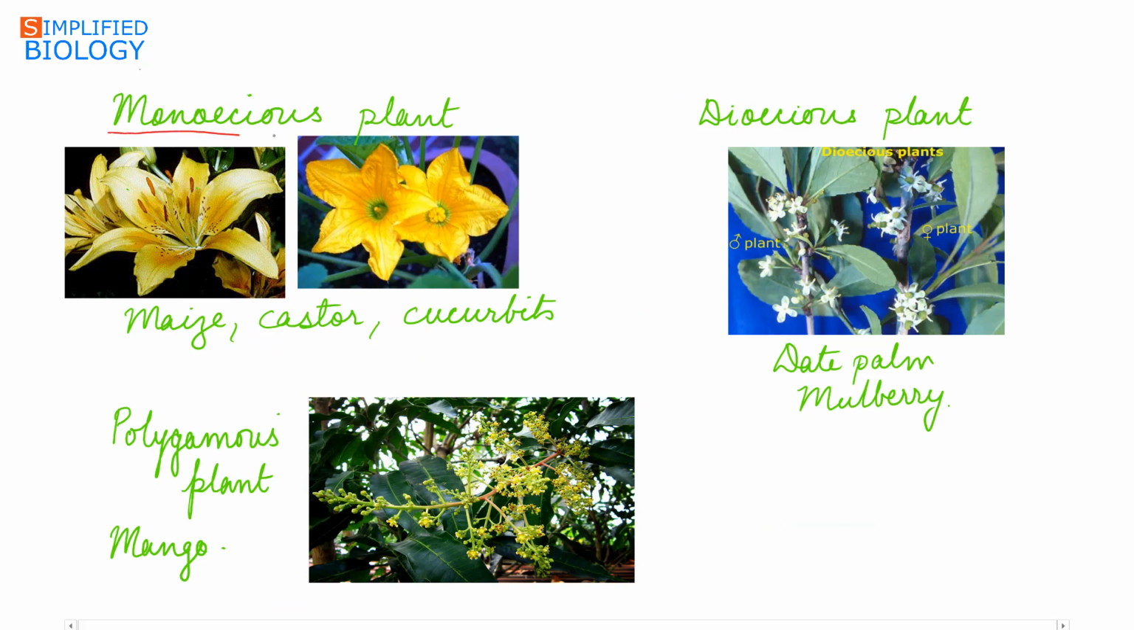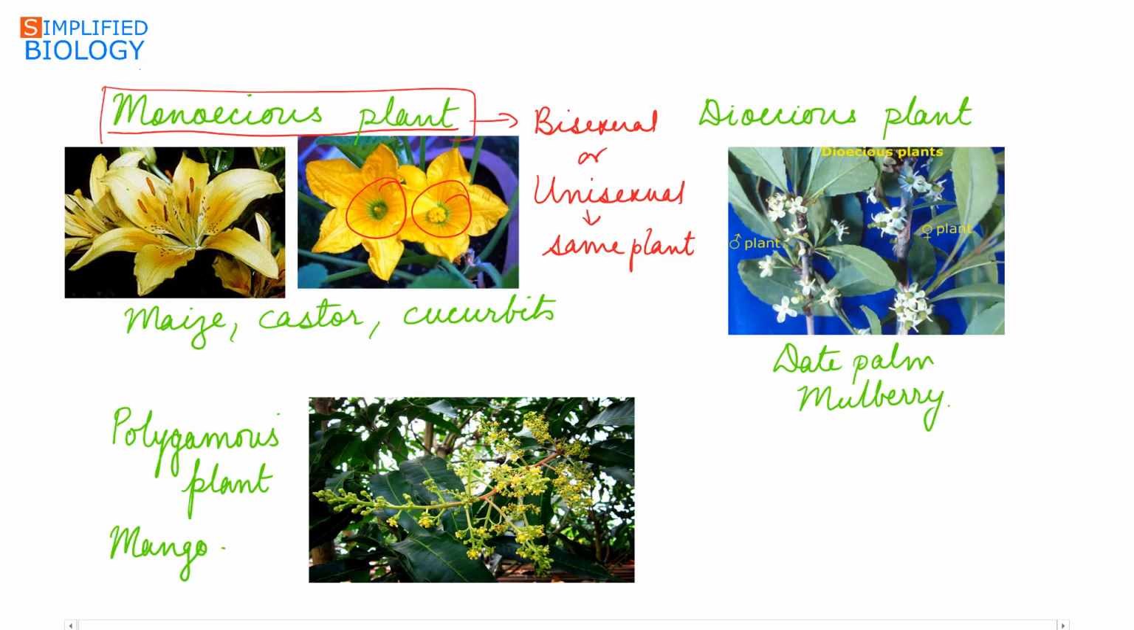Monoecious plant. Now, monoecious plant is the plant which has either bisexual flowers or unisexual flowers, where the male and the female flower develop on the same plant. The same plant has the female and the male flower, then it is said to be a monoecious plant. Example, maize, castor, cucurbits.